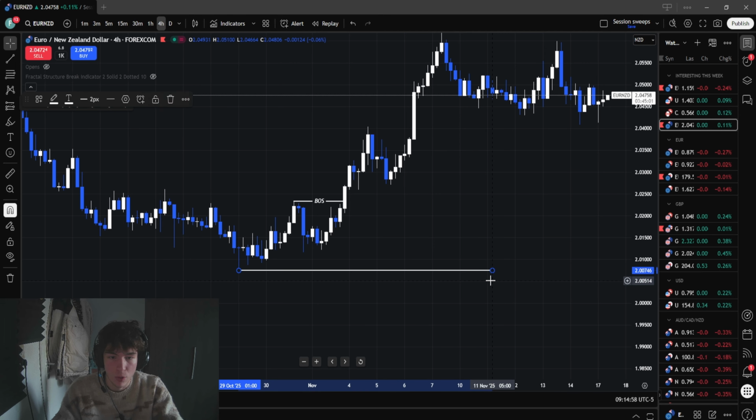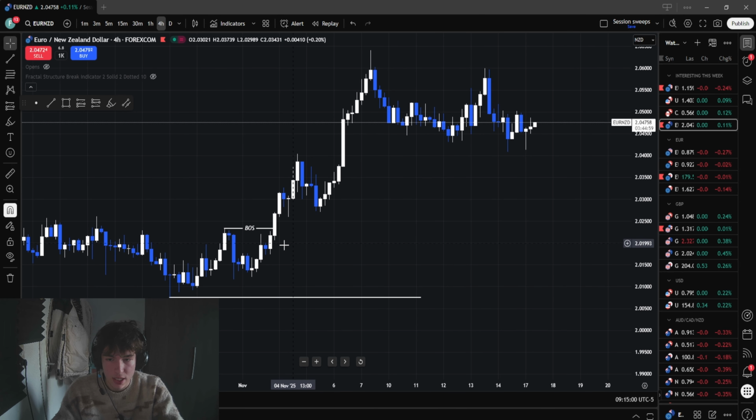And this would be our protected low. What can we see here? We had a move up, we have a move back down. So this is a move, right?